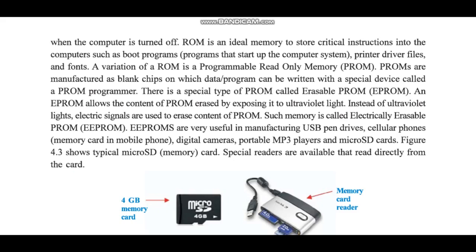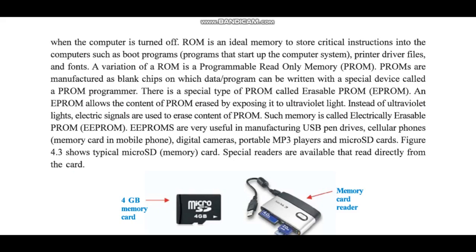All this memory is known as an electrically erasable PROM. EEPROMs are very useful in manufacturing USB pen drives, cellular phones, like in the phones you can see that SD cards are there, like memory cards in phones, digital cameras, portable MP3 players and micro SD cards.